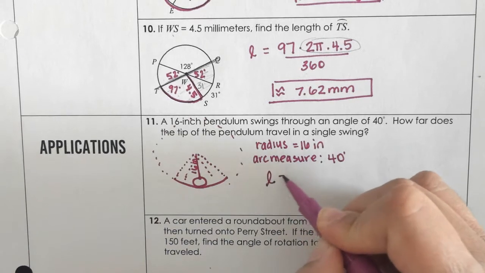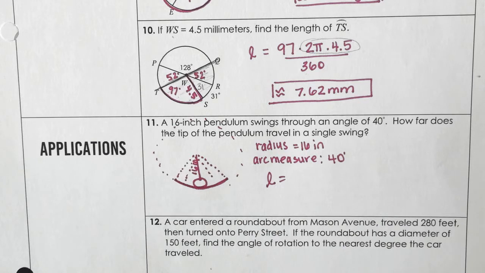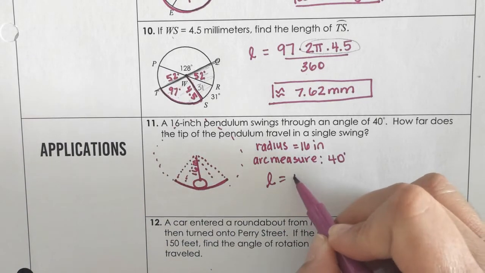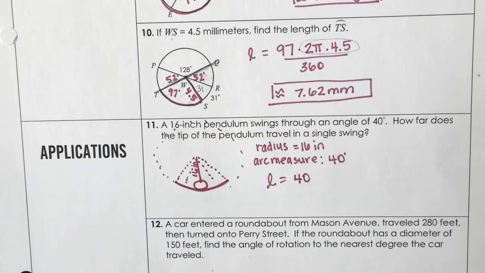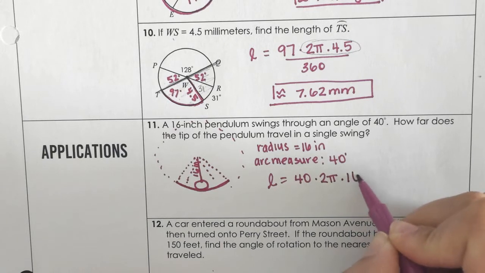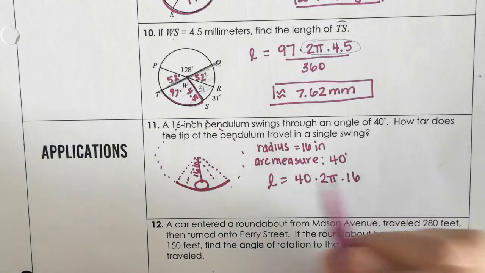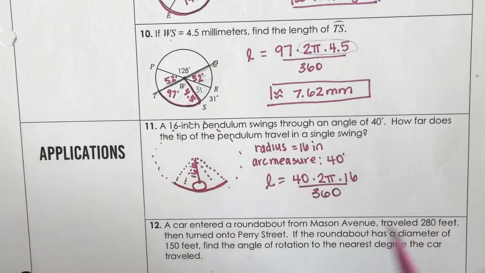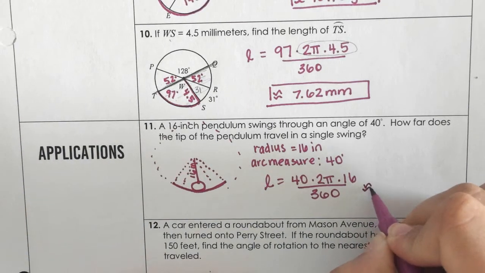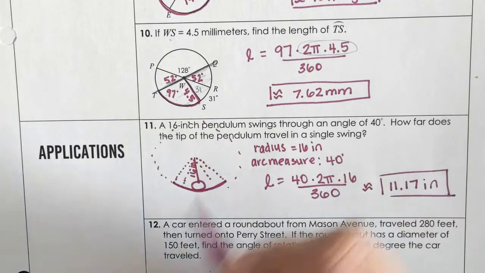So the arc length, because it wants to know what the distance is going to be, is 40, that's the measure of the arc, times 2 pi times the radius, which is 16, divided by 360. And if you are able to put that in your calculator correctly, you get 11.17 inches. That's this guy right here.